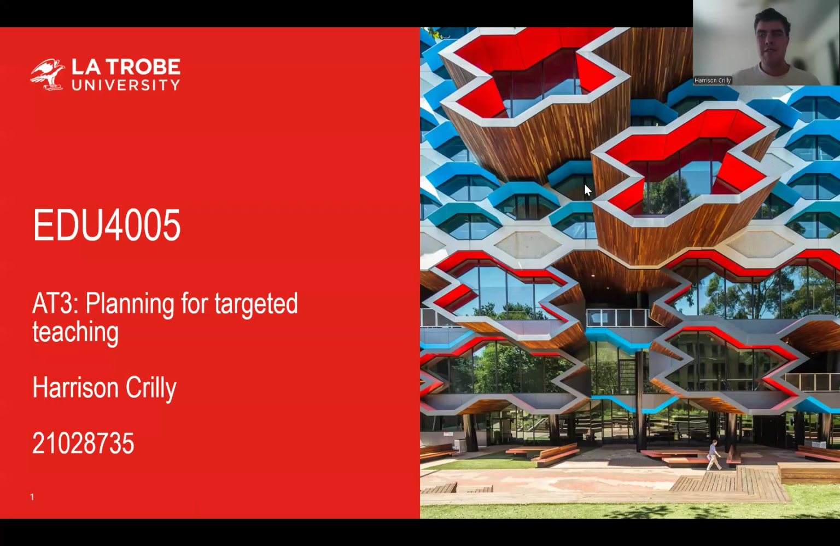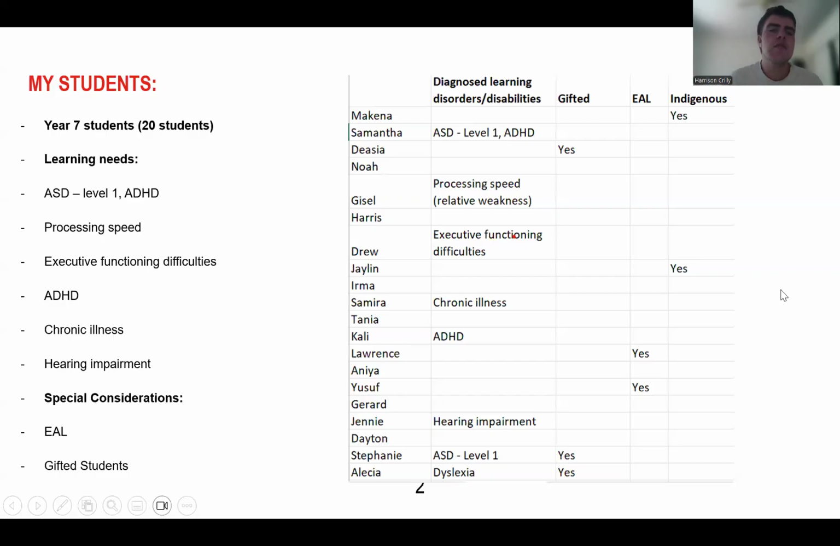This is my AT3 planning for targeted teaching for evidence of learners 4005. My students are year seven students and they're made up of 20 students. So the learning needs: I have one student with ASD level one and ADHD.